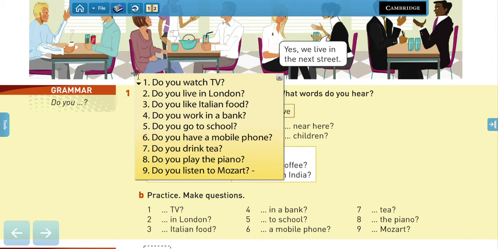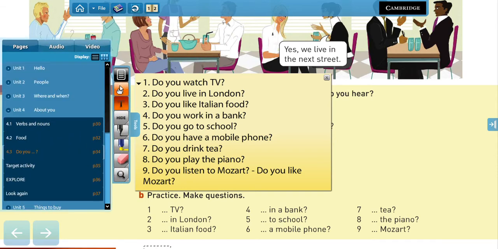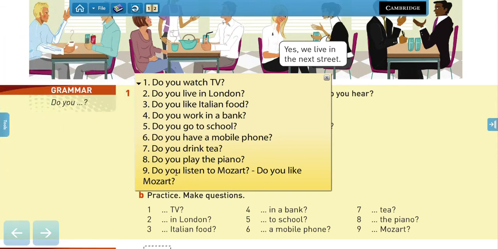Or we can say, do you like Mozart? If we don't want to add the preposition. So these are examples of questions that you can create using these words. In every single question, we have to use an auxiliary. They are absolutely necessary.